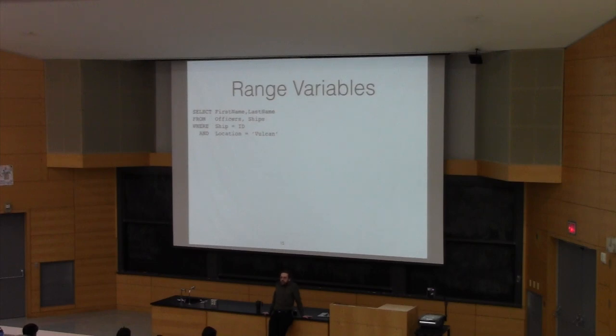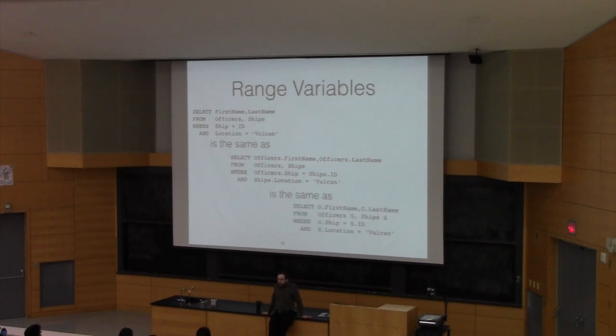SQL has this idea called range variables. Another term sometimes used for this is an alias. So I can express my query like this: select first name, last name from officers, ships where ship ID equals blah, blah, blah, location equals blah, blah, blah. But what happens if the same attribute appears in two different source relations? We discussed that when we talked about relational algebra. You can make the source explicit in SQL by prefixing the attribute with the source relation. So I could say officers.firstname, officers.lastname, ships.location, to disambiguate. If there is any ambiguity, if the attribute appears in two different relations, I have to do this. It's an error for me not to.